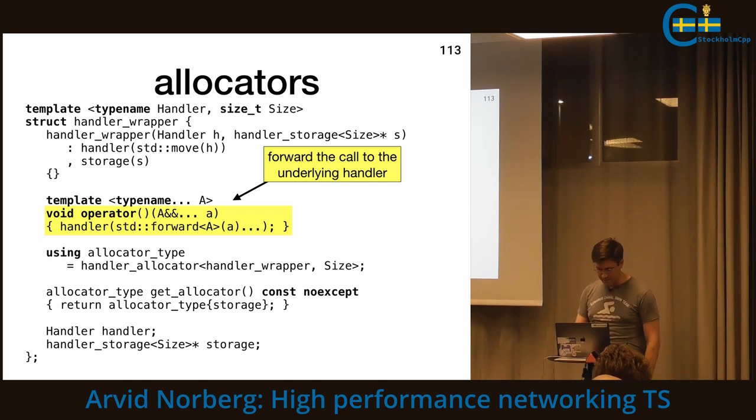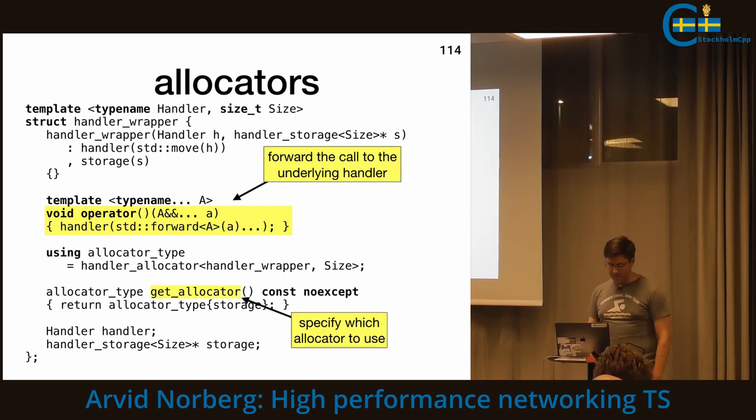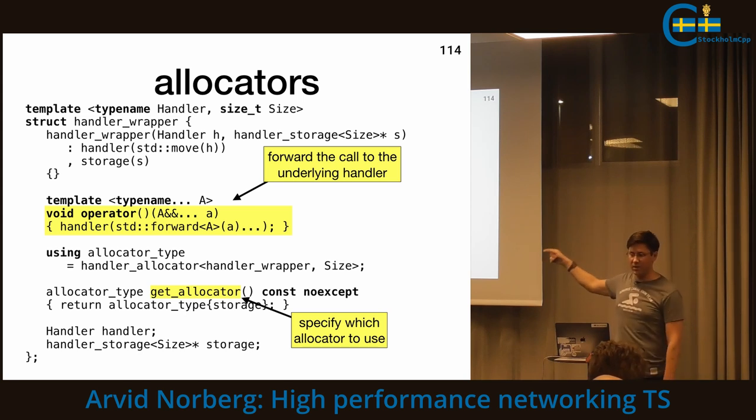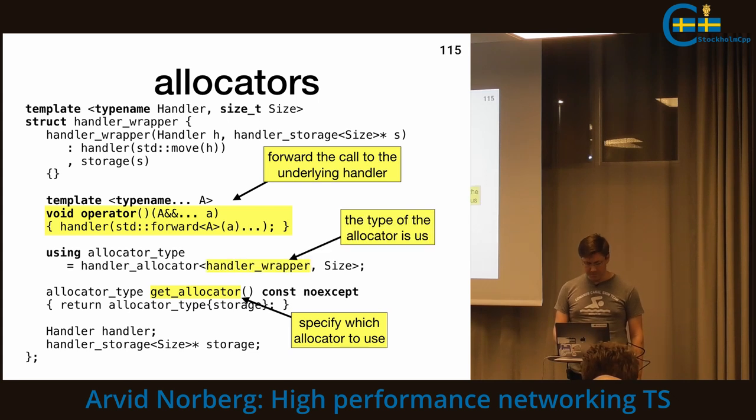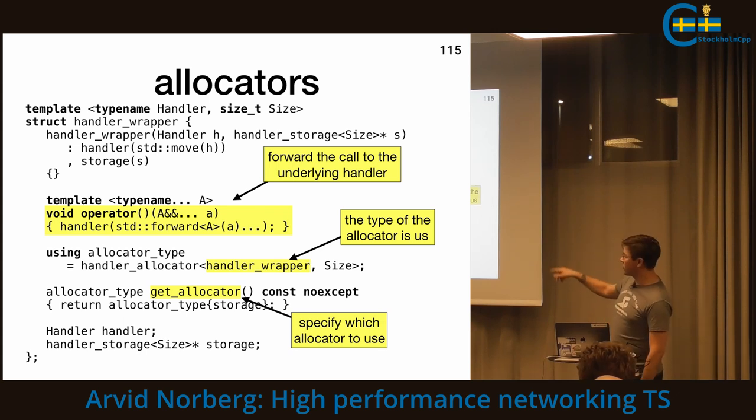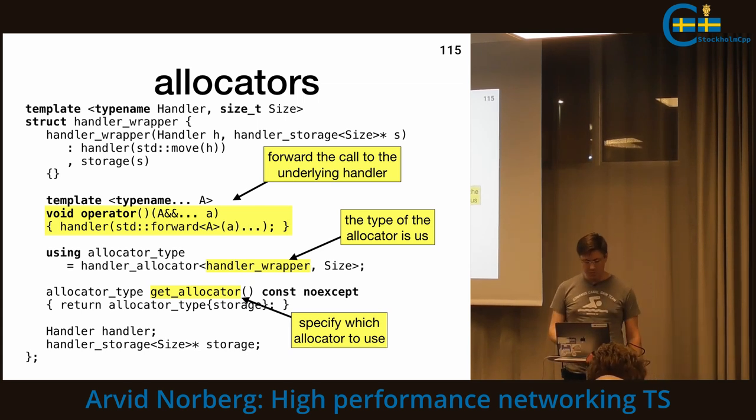Forward to the underlying handler, and get allocator. This is the key. The whole reason we have this wrapper to begin with. The networking TS will call this function to get our allocator, and then it will use it if we have this function. So that's where we pass in the storage pointer. So we don't just need the get allocator, we also need the allocator typedef. And you know, that's the allocator that we were going to use.